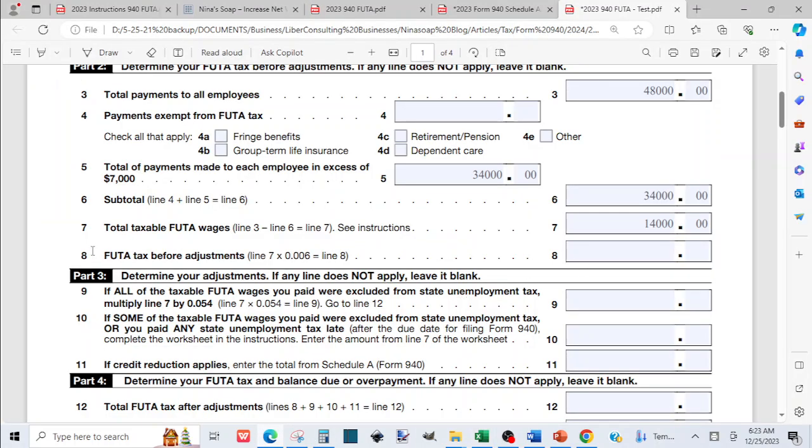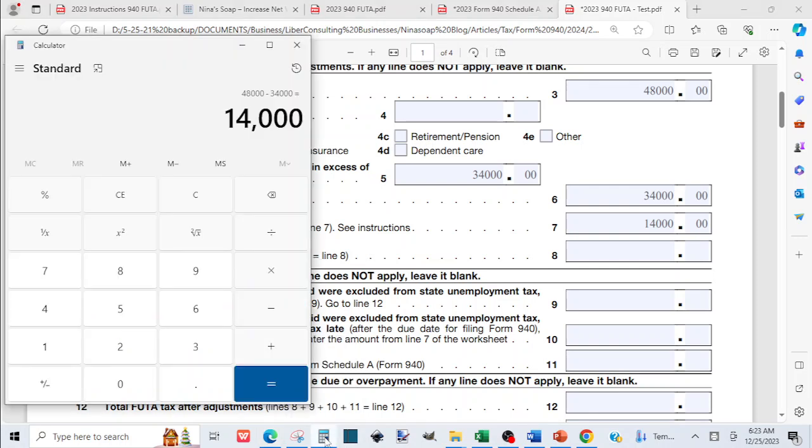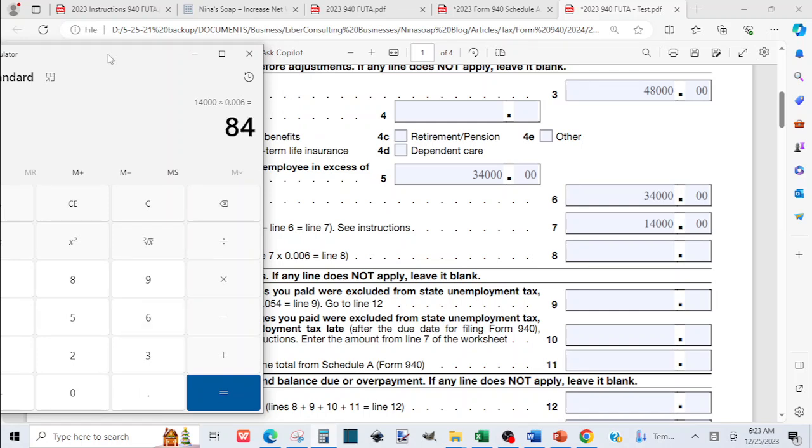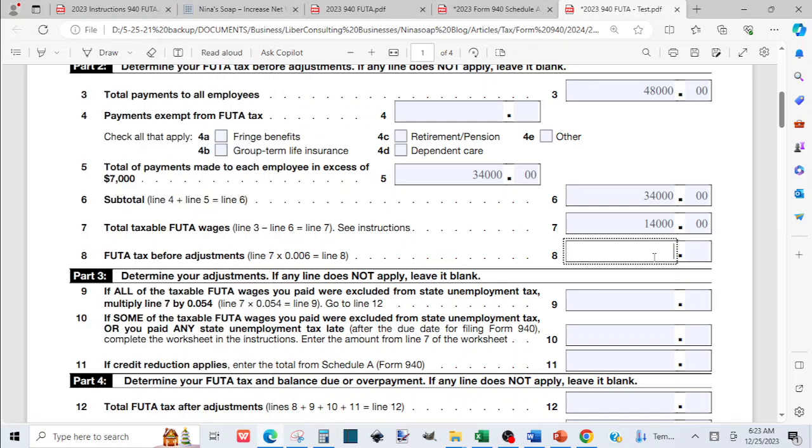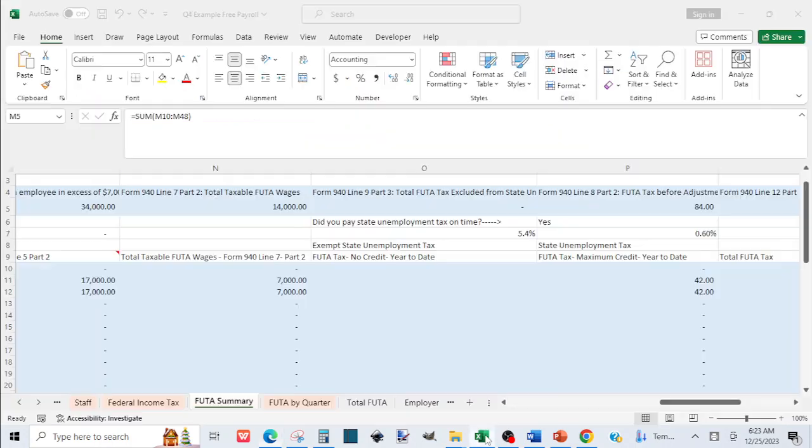Okay, so FUTA tax before adjustment. You'll apply 0.6% on it. So they say to take line 7 times 0.006. We'll get the calculator: 14,000 times 0.006, and that will be 84. So we'll put 84, and we can look at our spreadsheet to look at it.